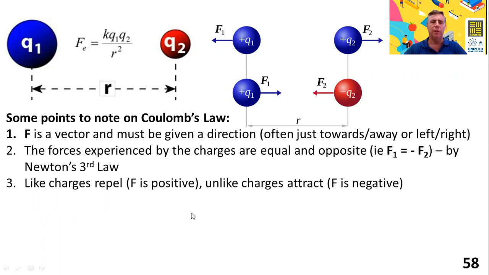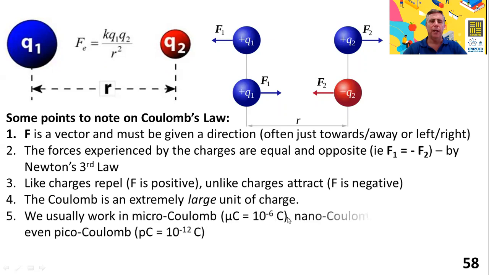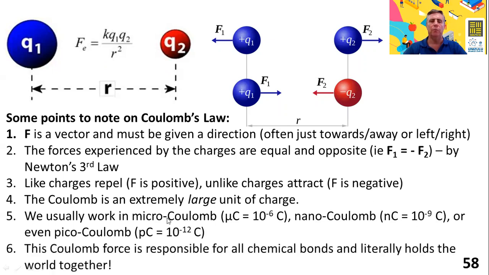So point number 3 tells us like charges repel. So two positive charges repel each other, and the force you calculate will be positive. Unlike charges attract, like a positive and a negative, and the force you calculate will be negative. Please remember that Coulomb is an extremely large unit of charge. A charge of 1 Coulomb is very unlikely in nature, and we will usually work in microcoulombs. That's a millionth of a Coulomb. Or nanocoulombs, a billionth of a coulomb, or even picocoulombs, 10 to minus 12 coulomb.